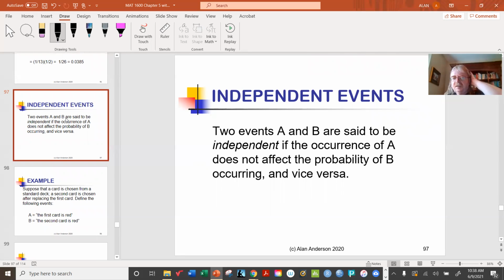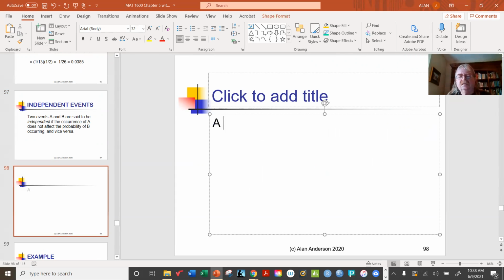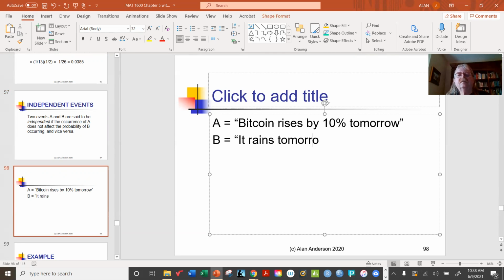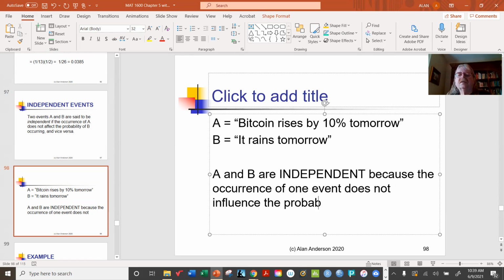Let me show you a quick example of this. Suppose that A is the event that Bitcoin rises by 10% tomorrow, and B is the event that it rains tomorrow. Well, would you think that rain could influence the value of Bitcoin? Or could Bitcoin influence the likelihood of rain? No, A and B are independent because the occurrence of one event does not influence the probability of the other event.